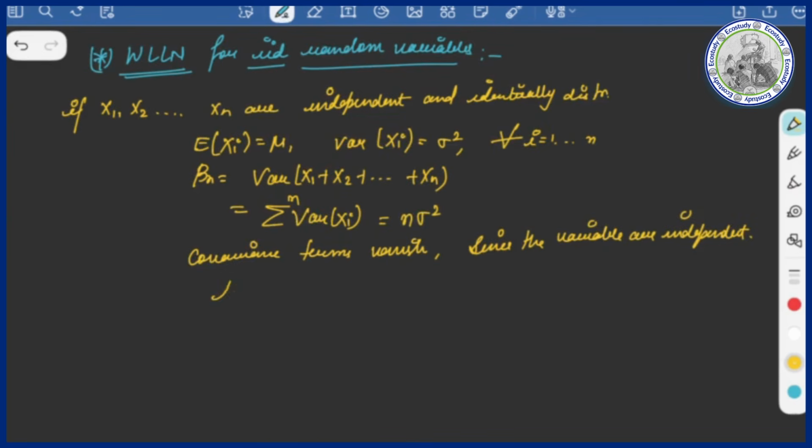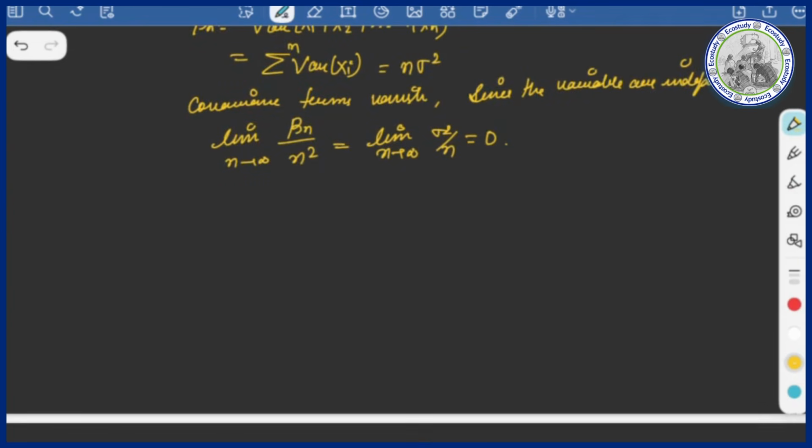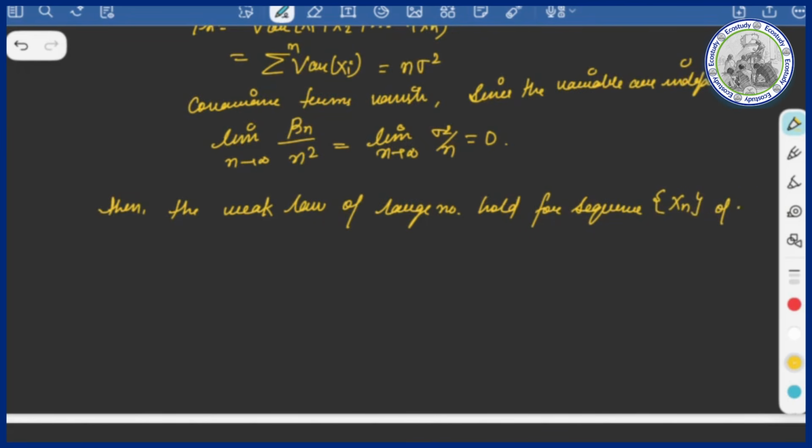Okay, so the limit as n tends to infinity of beta n upon n square is equal to the limit as n tends to infinity of sigma square upon n, which is equal to 0. Okay, then the weak law of large numbers holds for the sequence Xn of IID random variables.